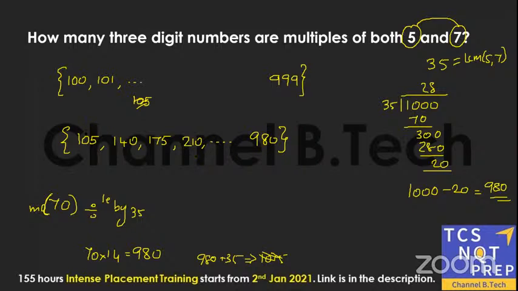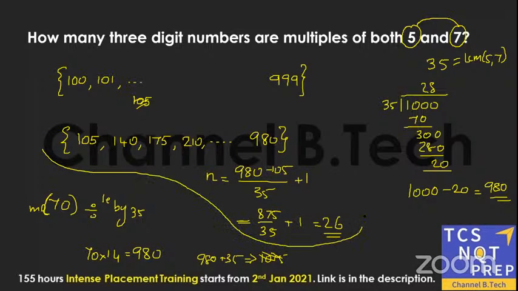Okay. Now we have got our series. 105 is the first term, 980 is the last term. We just have to find out the number of terms, right? 980 minus 105 divided by 35 plus 1. How much will this be? 980 minus 105 is 875. 875 by 35 plus 1. 25 plus 1, 26. Guys, this is one way of doing this.